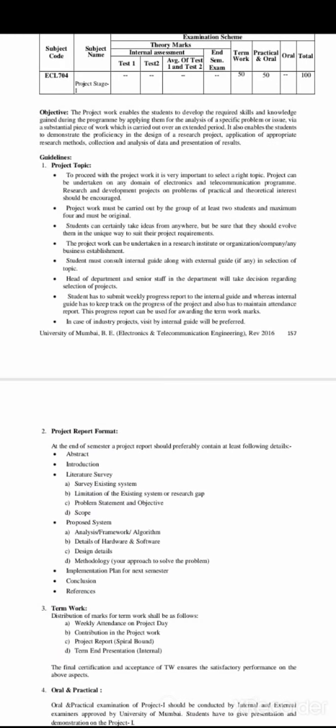The next slide is about your syllabus. Your BE project is divided into two parts, project stage 1 and project stage 2. So basically both stages are nothing but your complete project. The project stage 1 consists of term work 50 marks, practical and oral 50 marks. The total 100 marks is there for project stage 1.